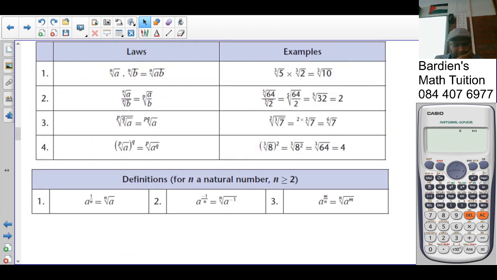Now we're going to look at simplification of surds on page 15. Simplification of surds, page 15.